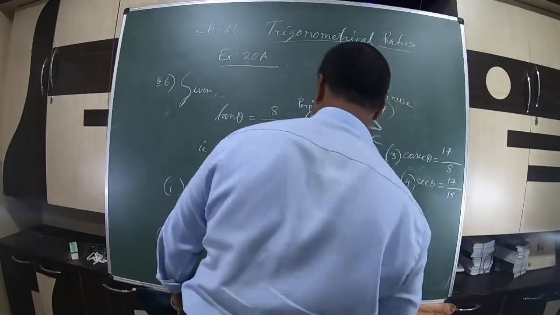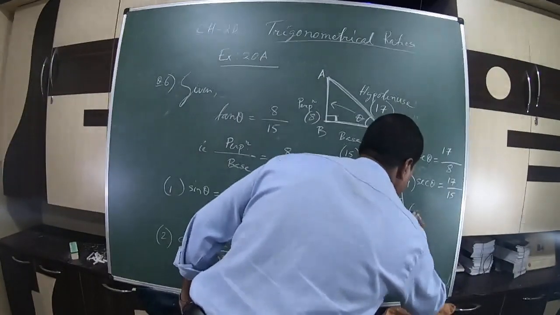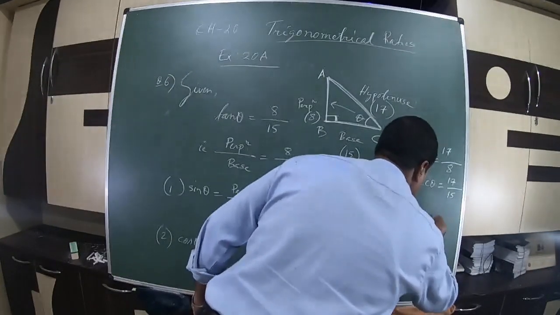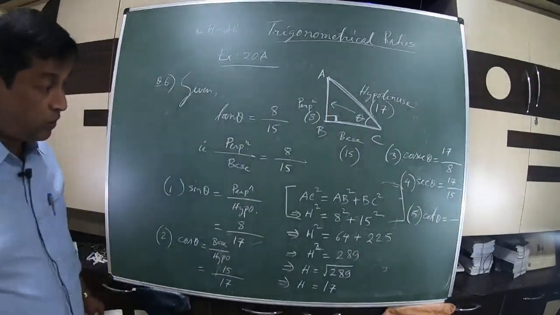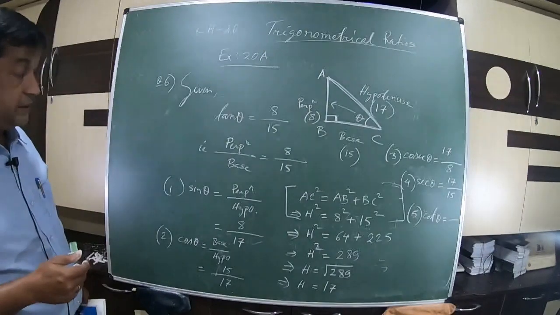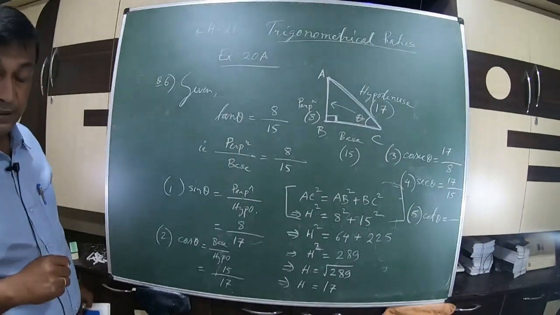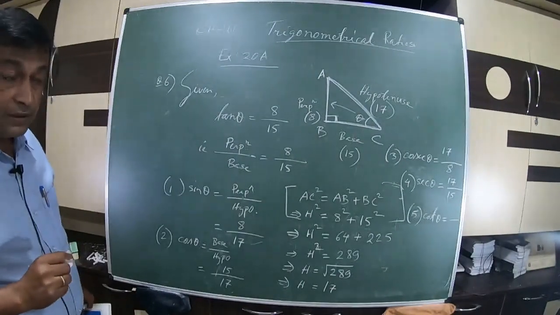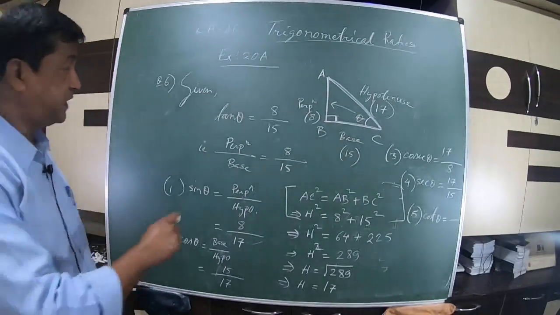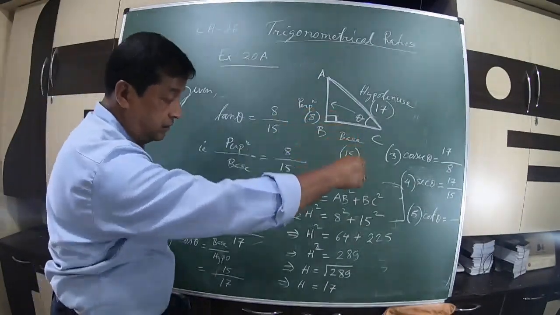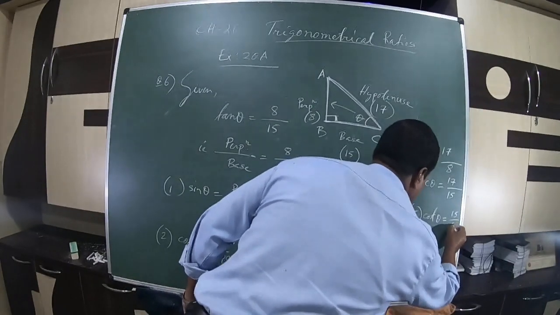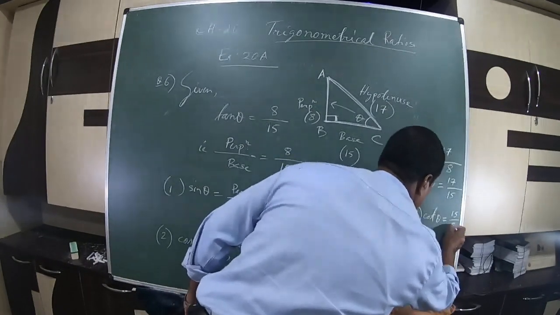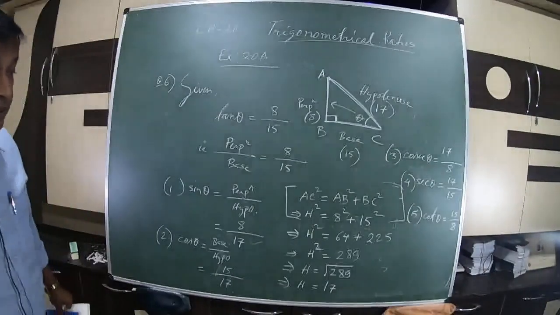Then one more ratio, that is cot theta. Again cot theta, I have already given that formula in the beginning. That is reciprocal of tan theta. Reciprocal of tan theta is how much? That is cot theta. So what is the reciprocal? It will be 15 in the numerator and 8 in the denominator. So that is 15 by 8.